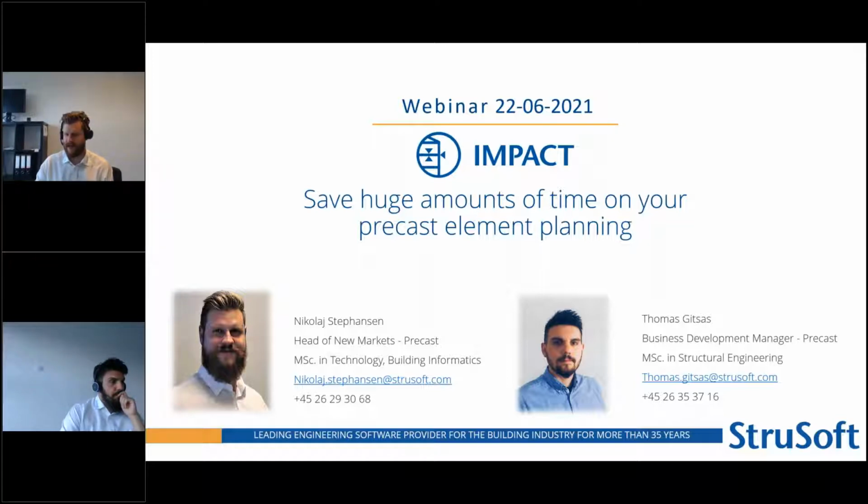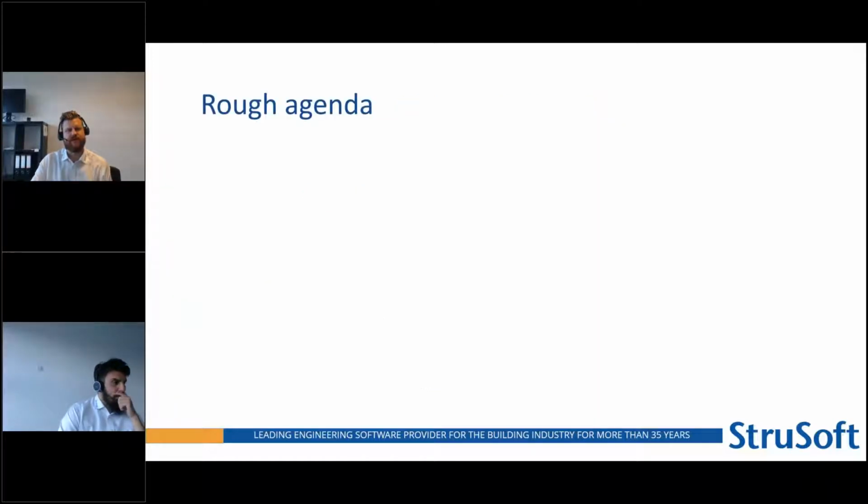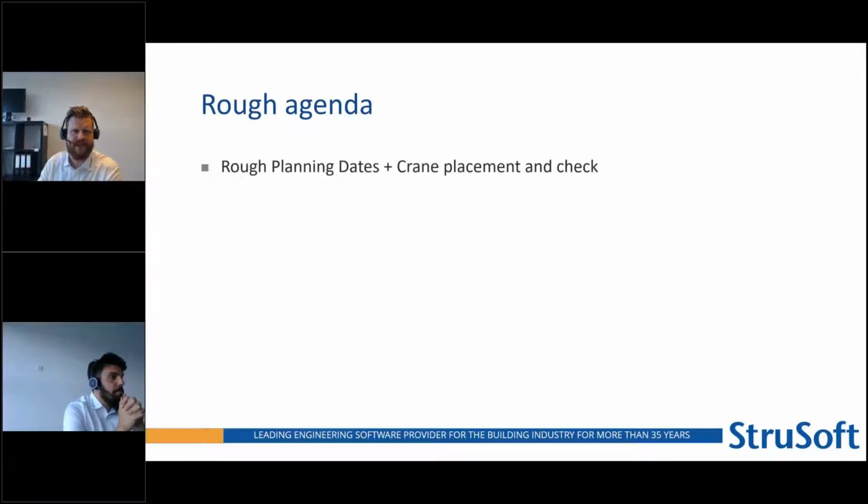Usually we show how the solution works on a few elements, try a little bit back and forth, and talk a little bit about it. But today we're going to plan roughly 700 elements, 3 buildings across 2 different projects. The rough agenda: first we'll do some rough planning of some dates and a little bit of crane placement and check. I'll do that with you here, sitting from the office.